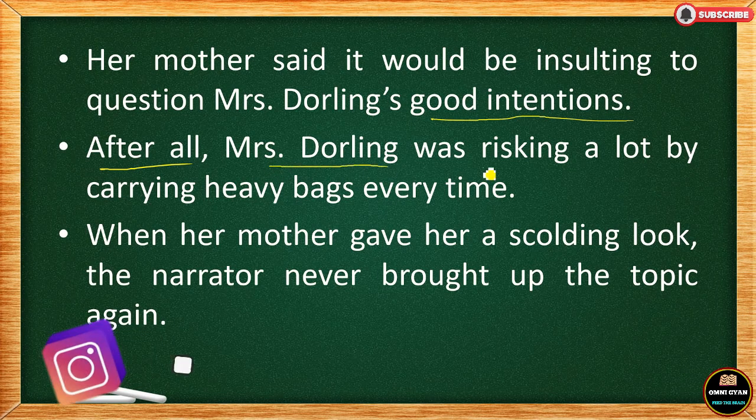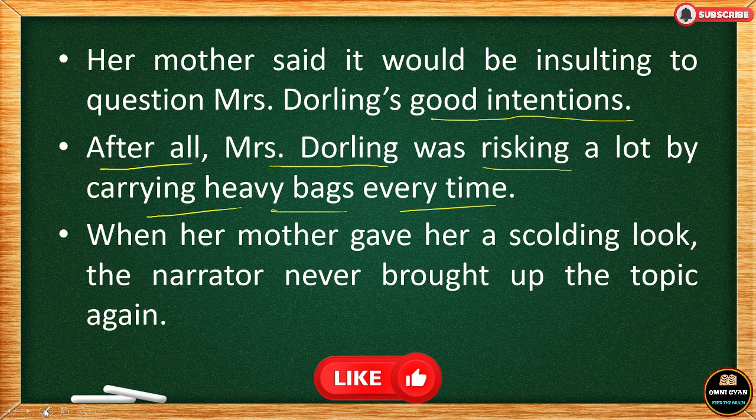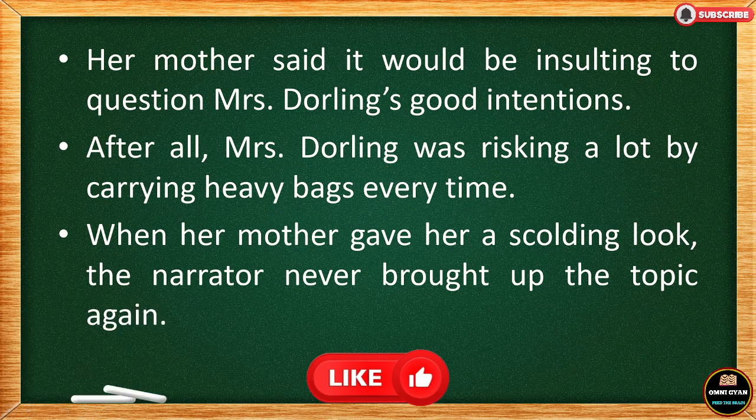After all, Mrs. Darling was risking a lot by carrying heavy bags every time. Every time she comes to my house, she is taking the risk of carrying all these heavy items to her house. If by chance war starts in Holland, we will not be able to carry all these items together. So Mrs. Darling is in a way helping us. She is taking a risk by carrying all these heavy items and keeping them safe with her. So I cannot ask this question to her. The narrator again asked her mother, no, mom, you should have made an agreement.